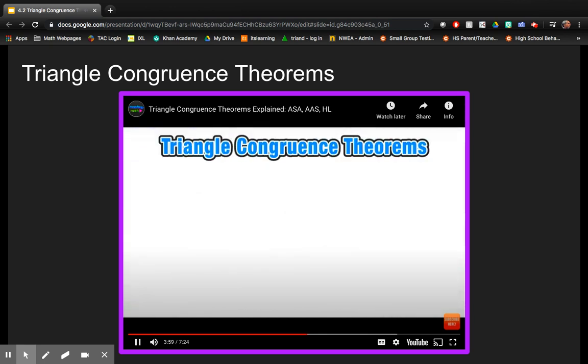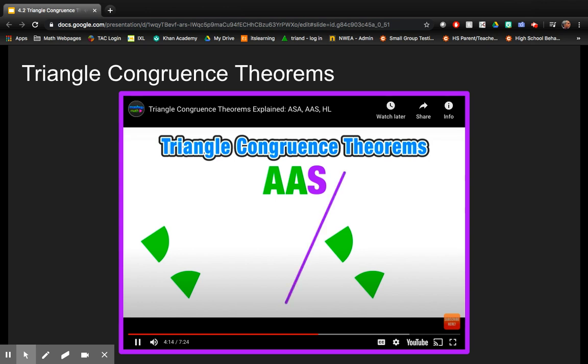Now our next theorem is very similar to the one that we just looked at, which was angle side angle. This one is called angle angle side. Now when in two triangles, we have a pair of corresponding congruent angles, along with a second pair of corresponding congruent angles, as well as a pair of corresponding congruent sides.